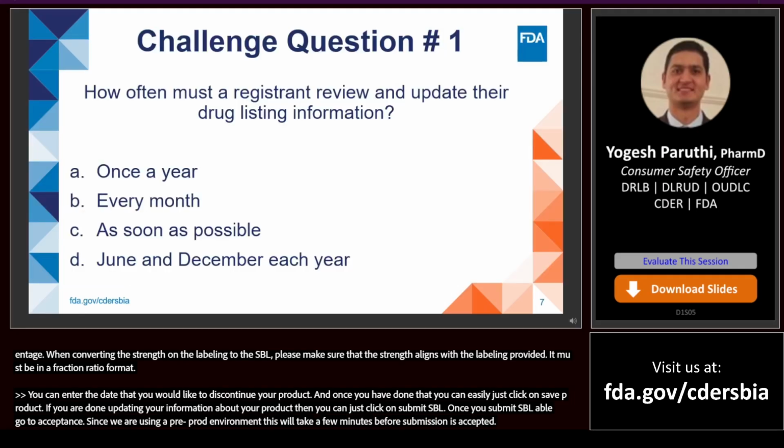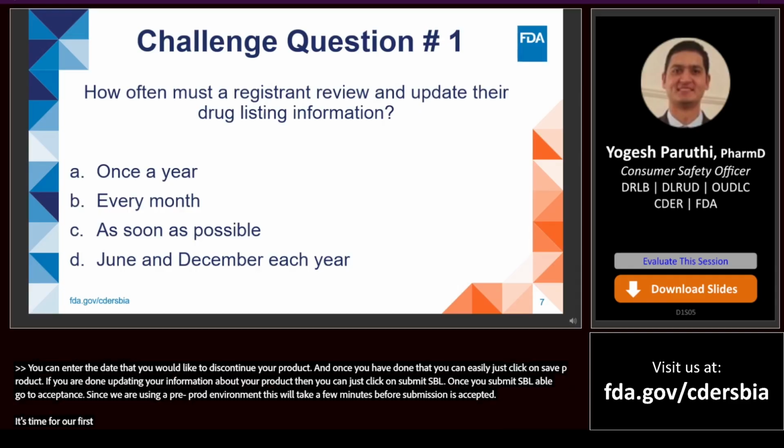It's time for our first challenge question. How often must a registrant review and update their drug listing information? Is it A, once a year? Is it B, every month? Is it C, as soon as possible? Or is it D, June and December each year? I'll give you a few seconds to think about it. If you guessed June and December each year, you are correct.